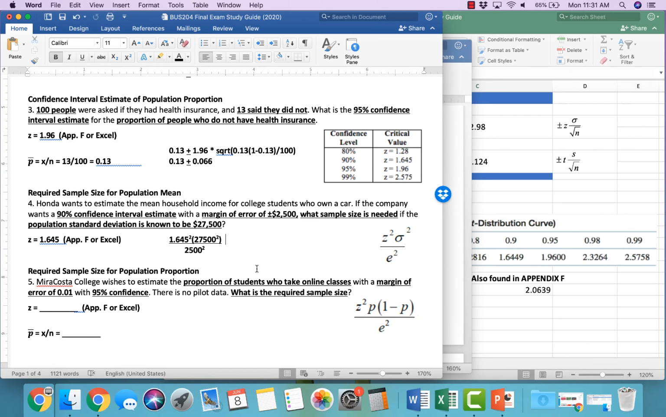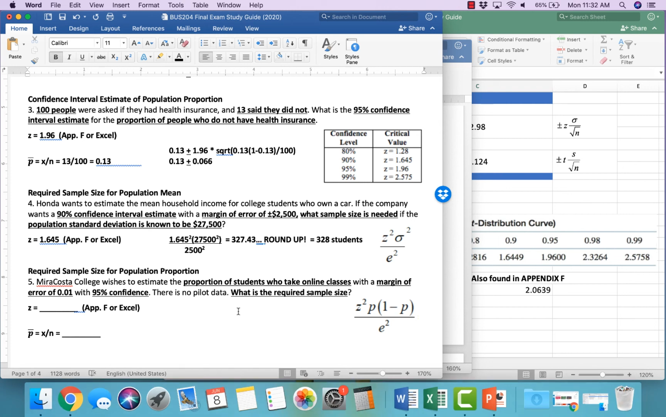When I plug this into my calculator, I get 327.43. But whenever we're working with required sample sizes, we must always round up because you can't have a 0.43 of a college student. So to make sure we have a good enough sample size, we need to make sure to ask one more student. In this case, we need a total of 328 students.